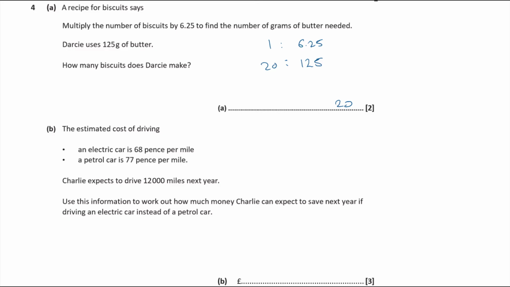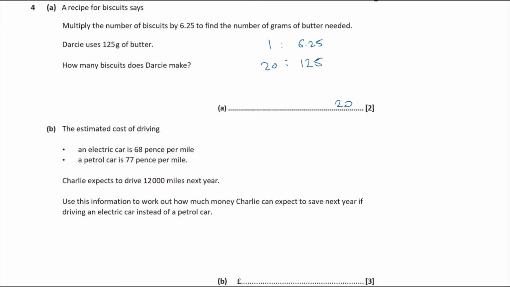Part B says the estimated cost of driving an electric car is 68 pence per mile. A petrol car is 77 pence per mile. Charlie expects to drive 12,000 miles next year. Use this information to work out how much money Charlie can expect to save next year if driving an electric car instead of a petrol car.